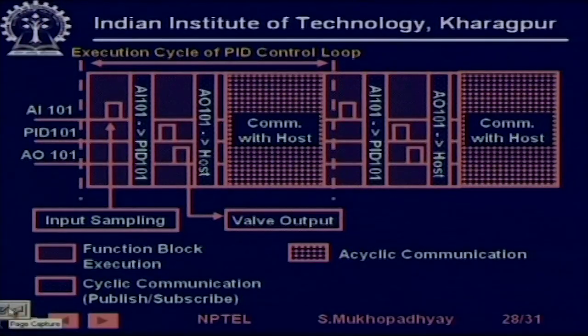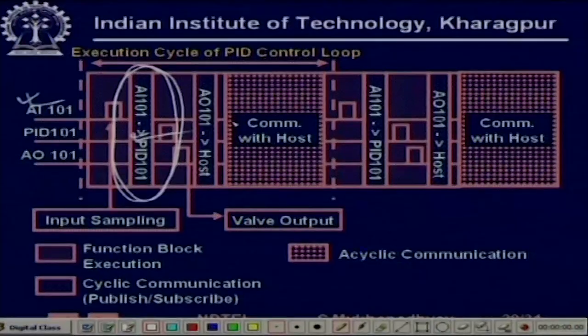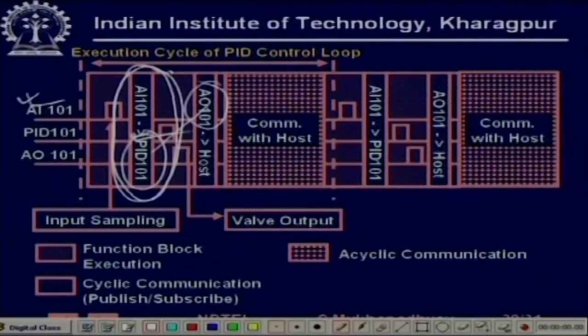First, in this communication loop, what happens is that first the AI101 to PID101 takes place. So the analog input gives feedback to the PID controller. Then the PID controller, as we had seen in the previous diagram, and the analog output devices were on the same physical device. So there is no need for communication. This PID controller giving value to AO, there is no need for communication. But this analog output may also have to be transmitted to the host or some operator station which wants to see what kind of outputs are going to the plant. So for that you need a communication.